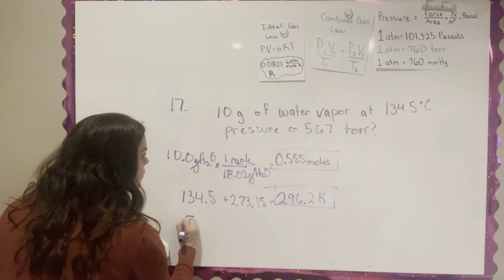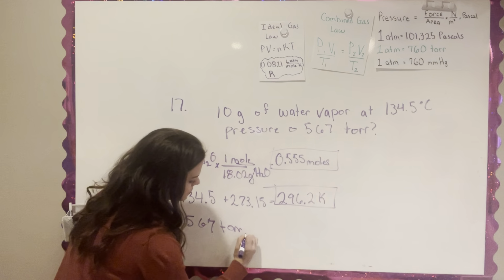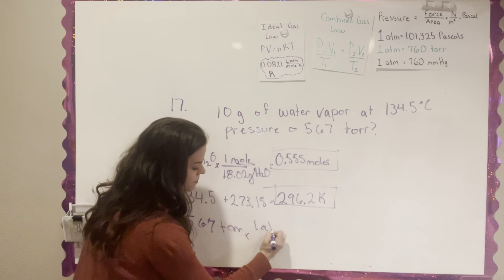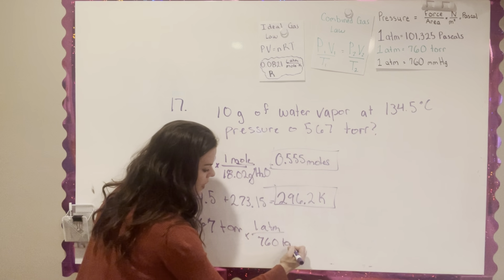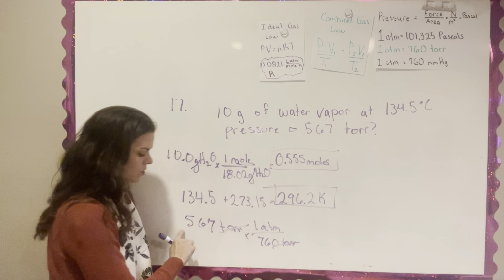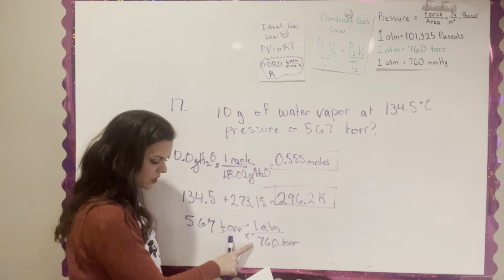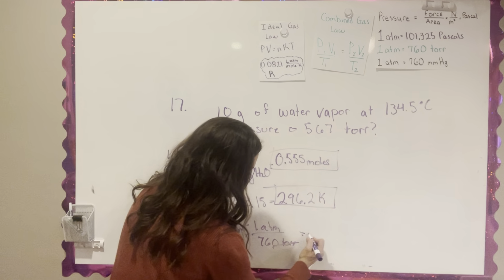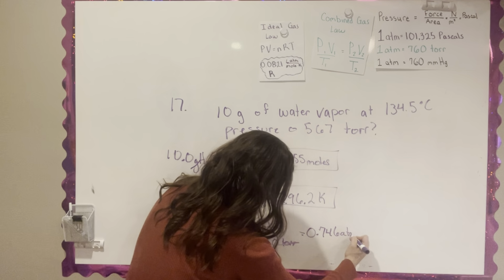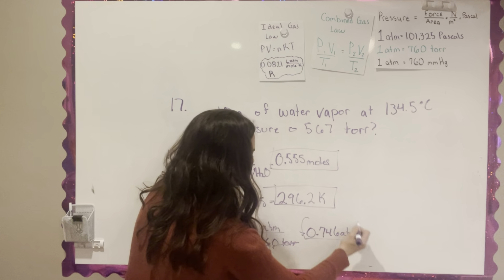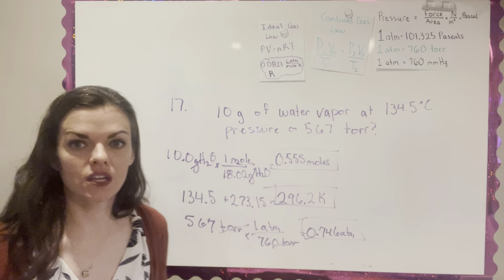I'm going to take 567 torr. I've got to put it in atmospheres, so I'm going to put 760 torr on the bottom, so it cancels out. So you end up with 567 divided by 760, and you're left with 0.746 atmospheres. So I think I have everything that I need right now.